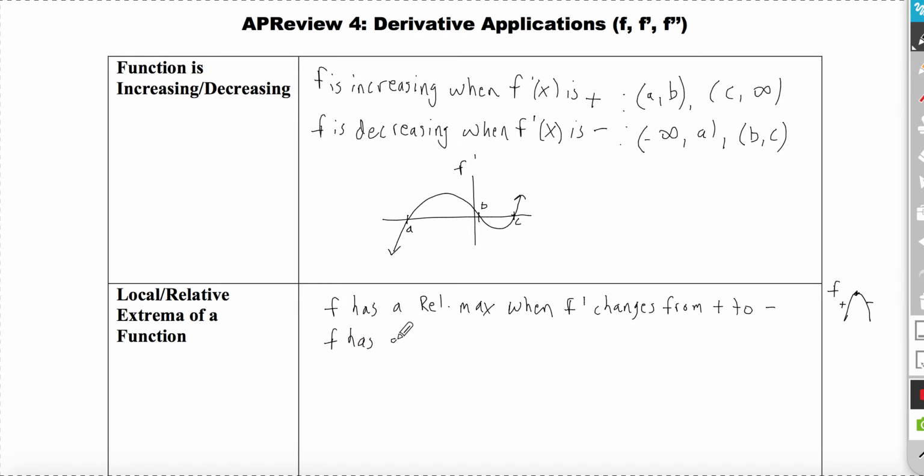And the vice versa happens for a relative minimum. F has a relative minimum when f prime changes from negative to positive.